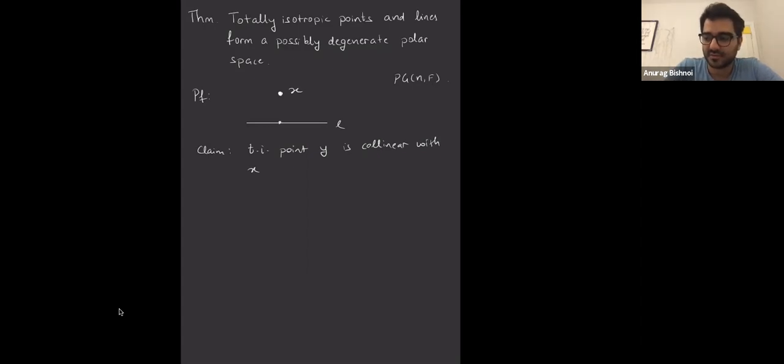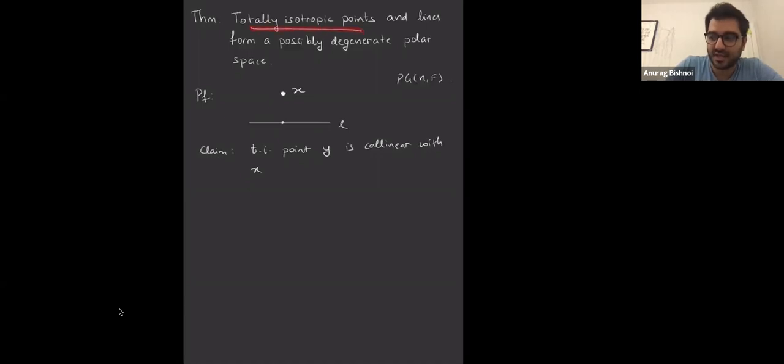So we are not just saying collinear in the projective space, because any 2 points are collinear. To any 2 points you have a line, it's a linear space. But we are saying we only look at the totally isotropic points and the totally isotropic lines and look at the geometry formed by them. Okay, so a point Y is collinear with X if and only if X is in Y perp, or equivalently Y is in X perp.